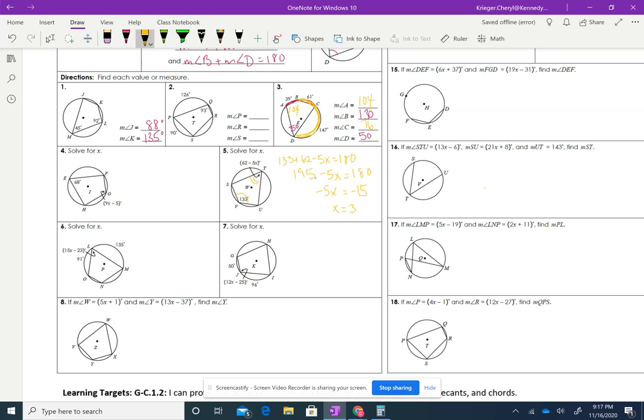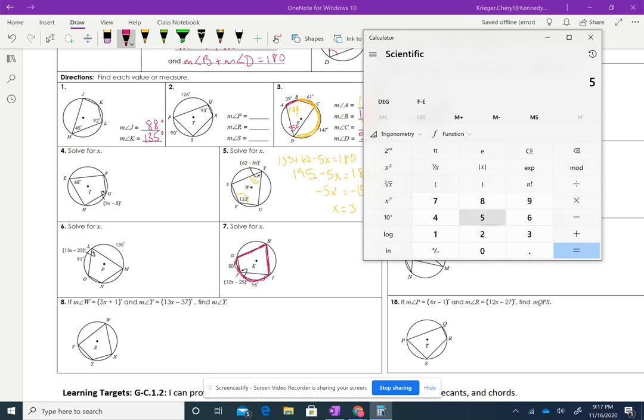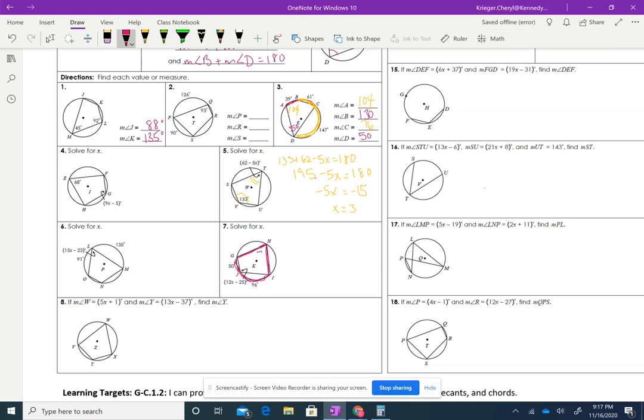Okay, so number 7, they make us work a little bit harder here. I have my inscribed angle H. The endpoints are at G and I. And its corresponding arc is going to be 50 plus 96. So H is half of the sum of 50 and 96. 50 plus 96 divided by 2. So H is 73.